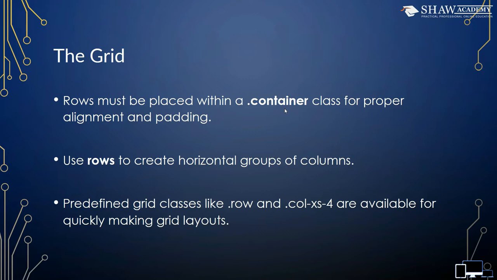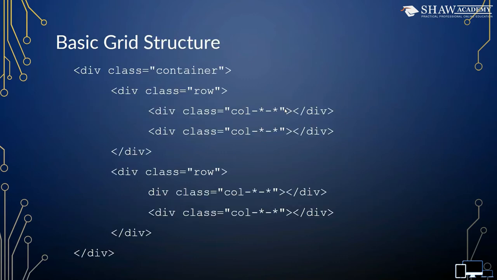You can use rows to create horizontal groups of columns, and predefined classes like .row and .col-xs-4 are available for quickly making grid layouts. So I'll show you quick examples of the basic syntax of a grid structure. Yeah, so we can start with a div.